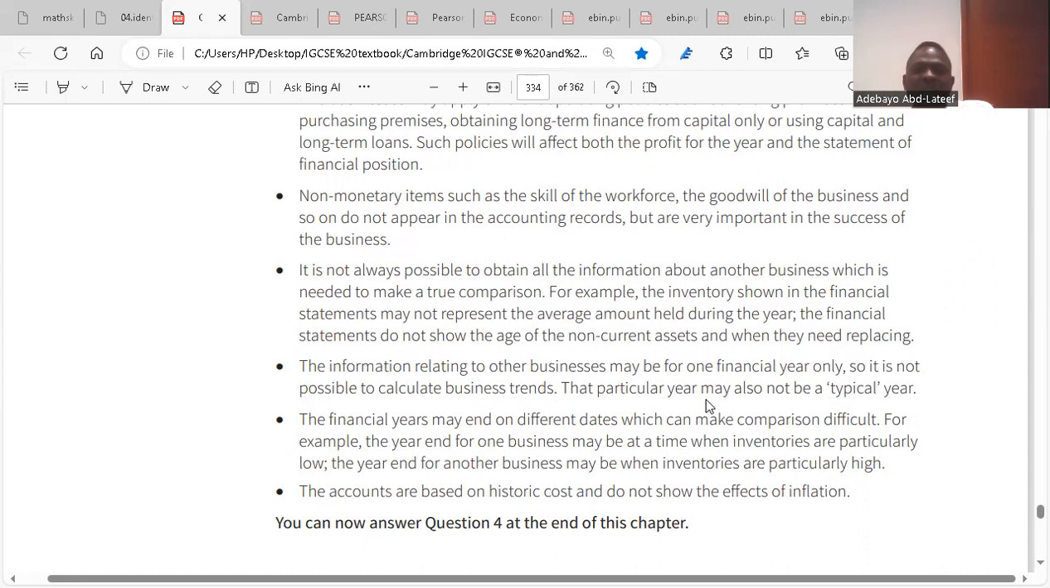The information related to the other business may be for one financial year only, so it is not possible to calculate business trends. That particular year may also not be a typical year. If you are comparing business A and business B, maybe this year business B does not do well, but last year it did well. So you won't be able to judge business B based on this year alone, because history says it did well last year. Maybe it's going to do well next year again. So it's difficult to compare.